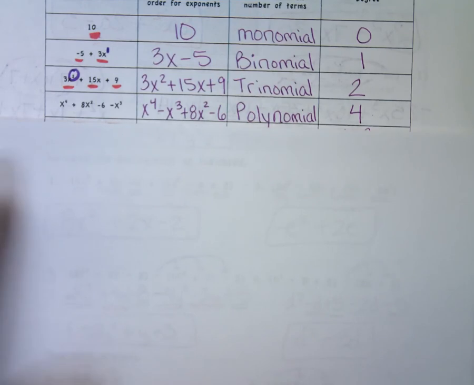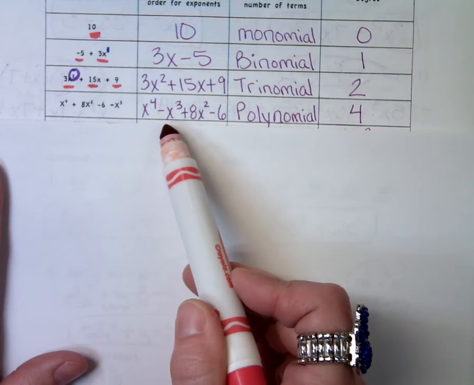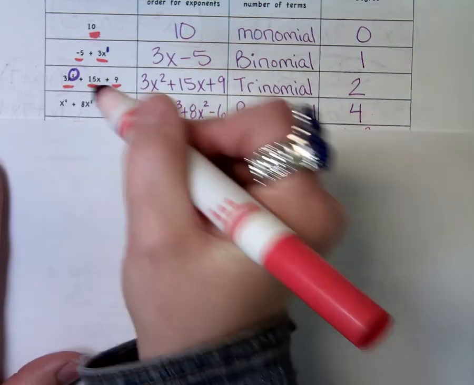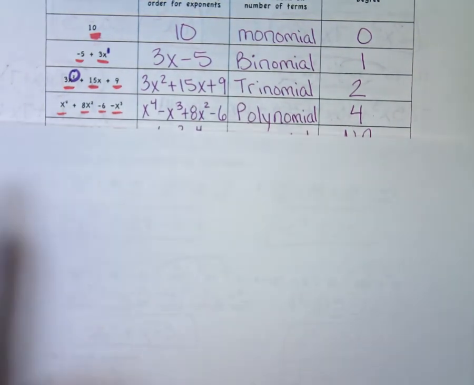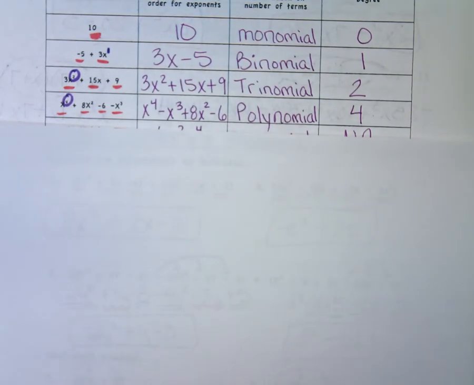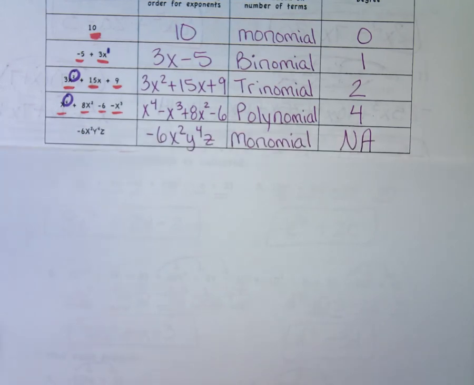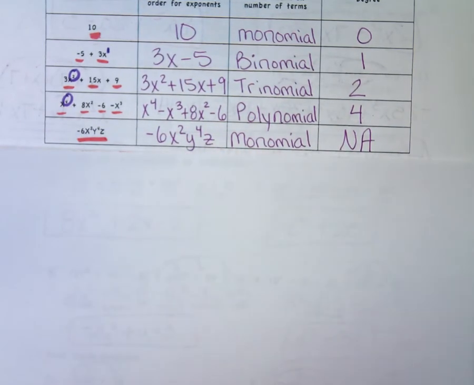Okay, I want to start with the highest exponent, go to the lowest. So it should be x to the 4th minus x cubed plus 8x squared minus 6. And since it has 4 terms, I just call that a polynomial. 4 or more terms is a polynomial. And since the highest exponent is a 4, it is degree 4. And then this last one, it's only one term. So I had nothing else to write other than that one term. And because it's one term, then it's called a monomial.